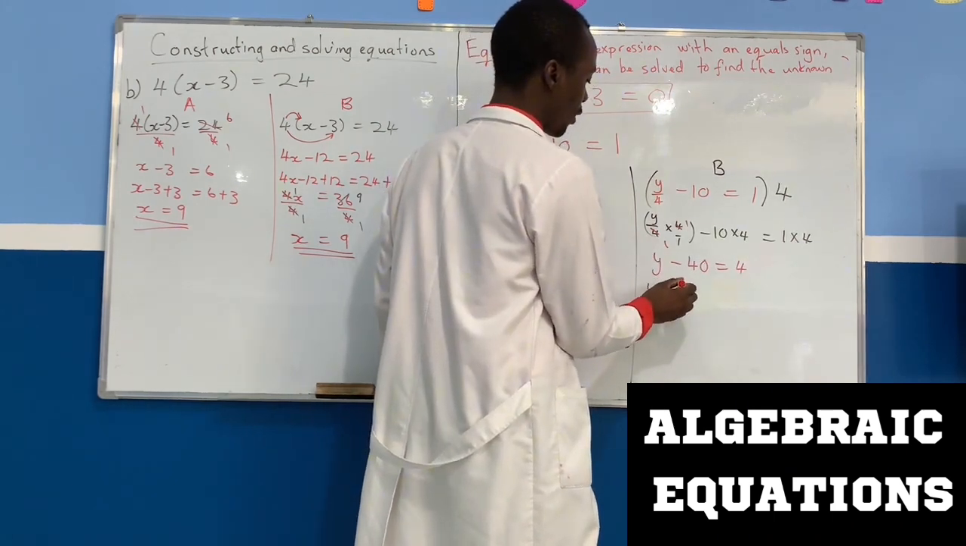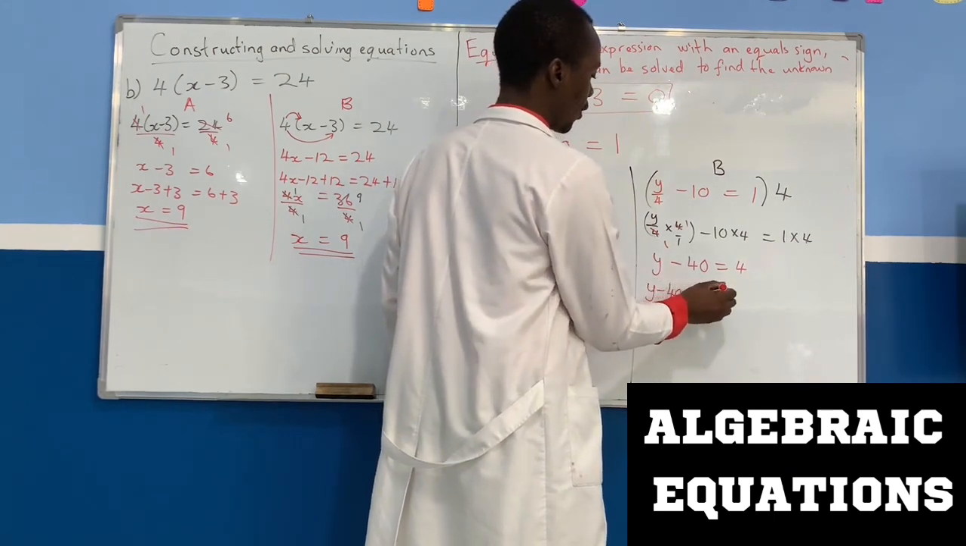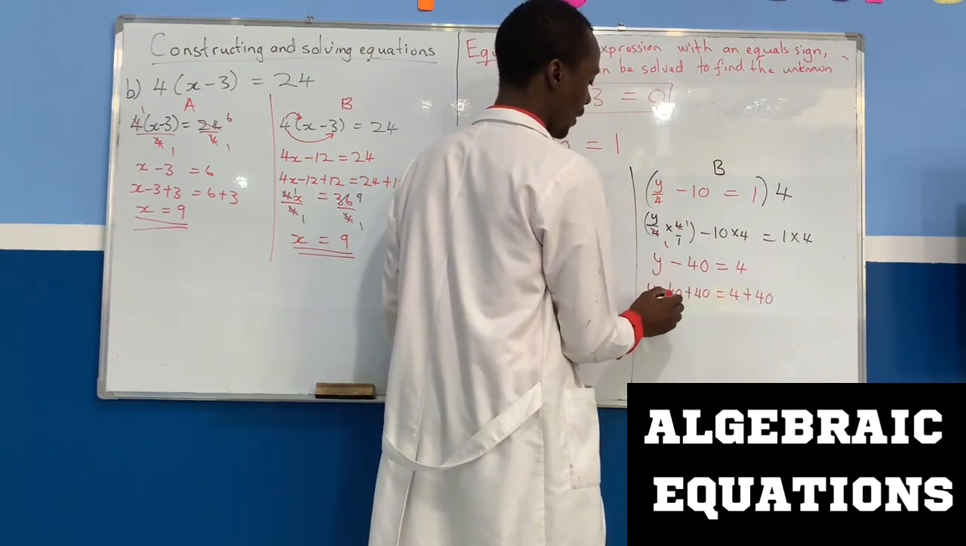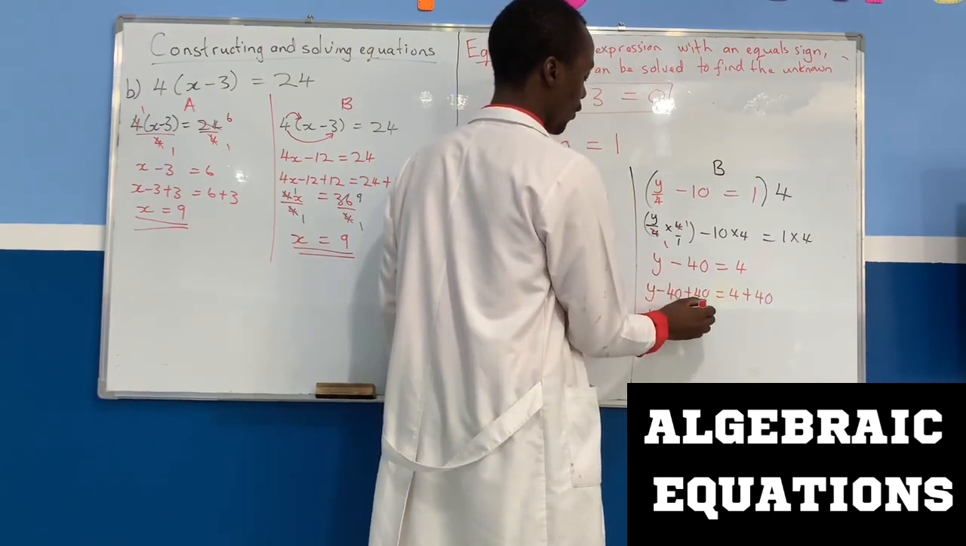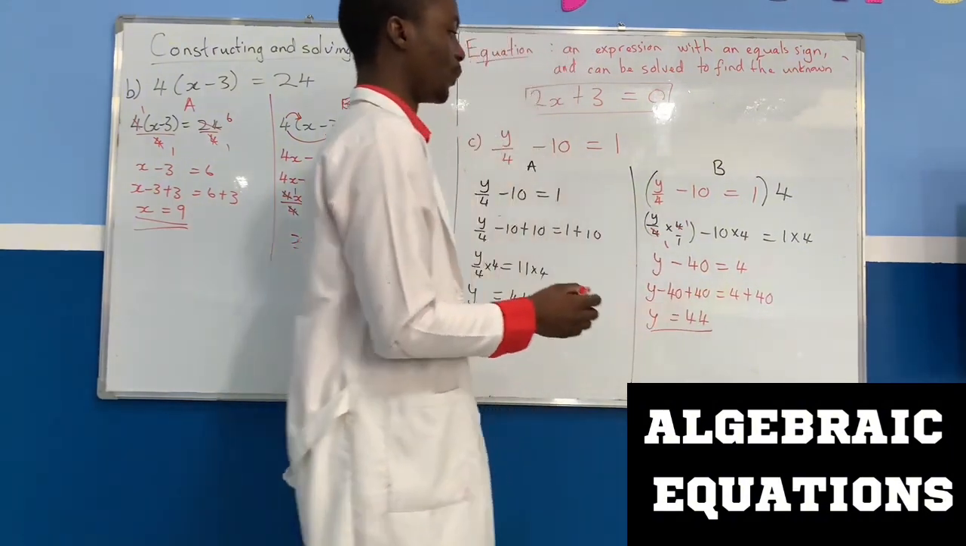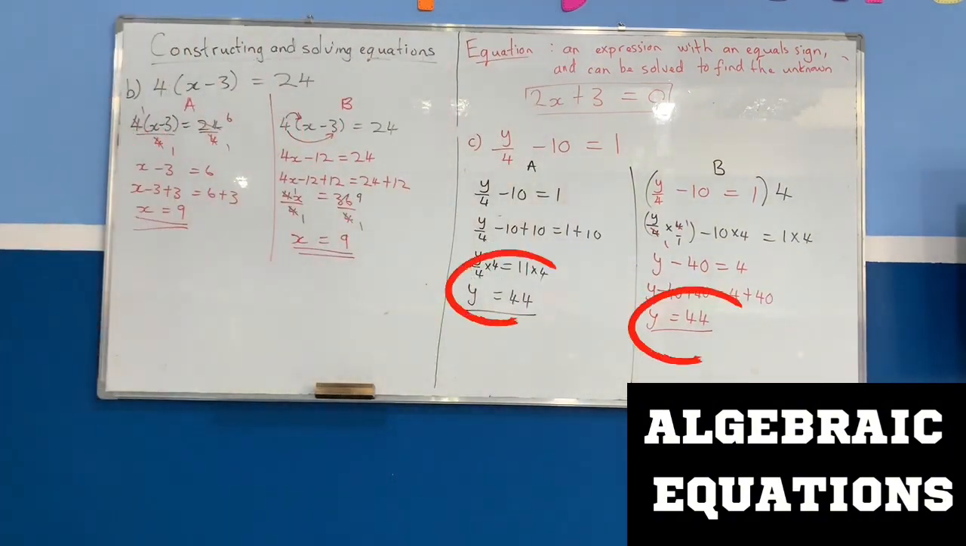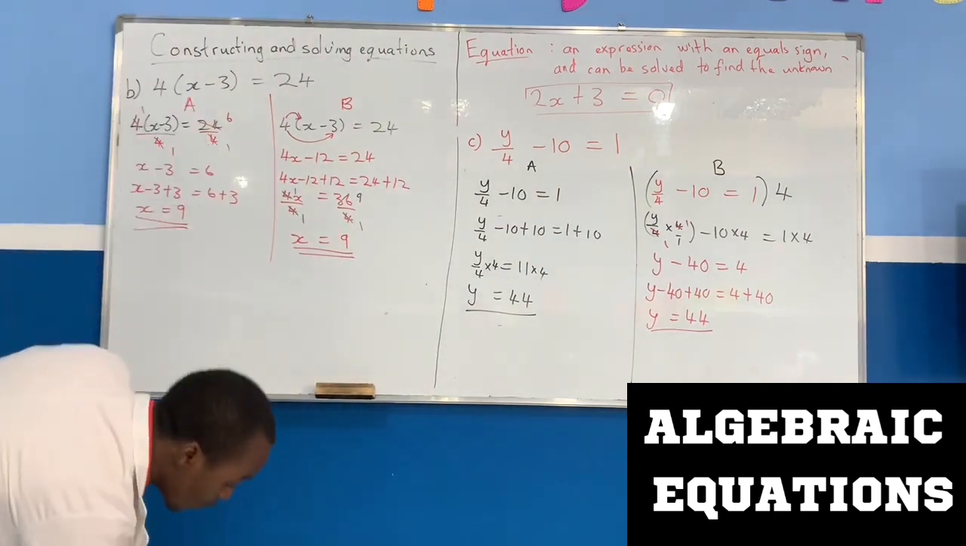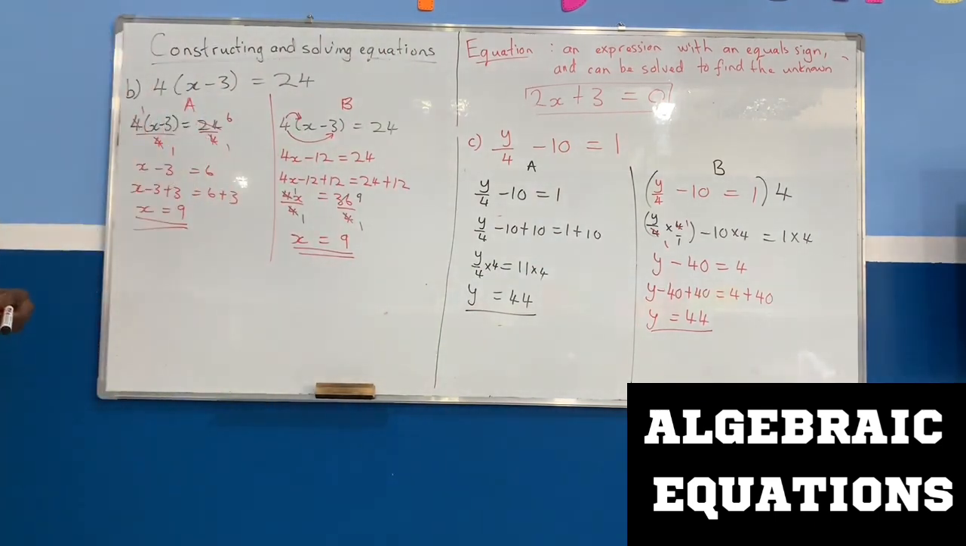And then we are going to add 40 on both sides to remain with y on one side. Y minus 40 plus 40 is equal to 4 plus 40. That will give us a 0. We will remain with y is equal to 4 plus 40, which is y equals 44. Which method is simpler? Which one do you think is simpler here, A or B?